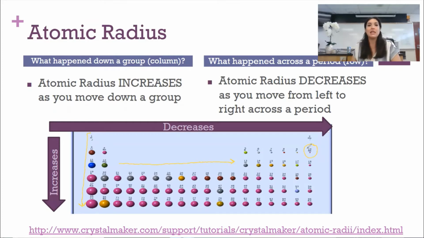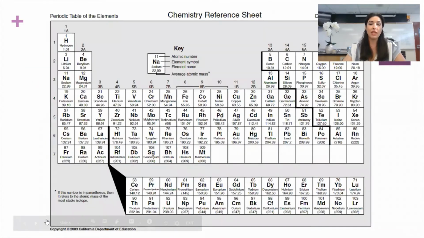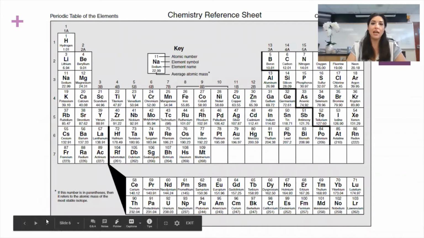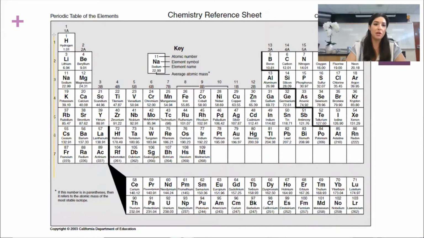So atomic radius increases as you move down a group, and decreases as you move from left to right across a period. Now take out your periodic table because I want us to write that down somewhere on our periodic table. So we're going to make a note that as we move down this group here, down this column, atomic radius increases.